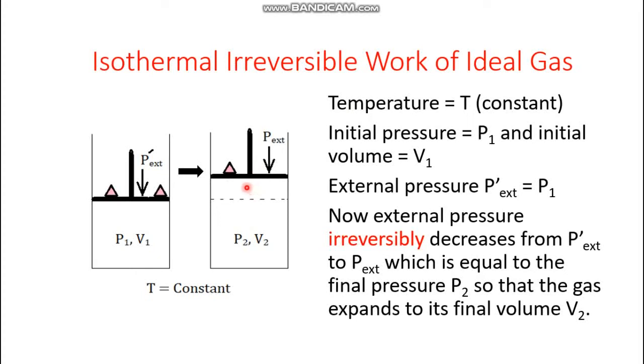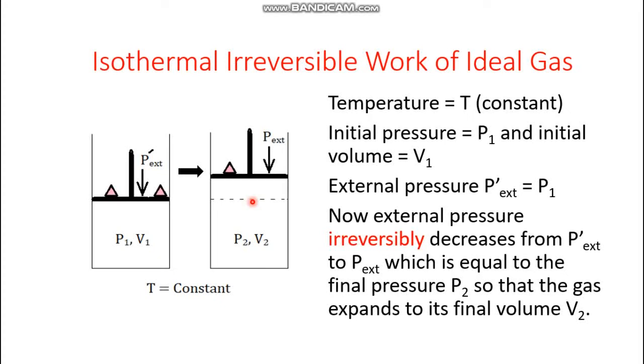Why is this irreversible expansion? Because this weight has been taken out at once, not in parts. Suppose you have just taken it out, so suddenly the piston would move upward. So this type of work done would actually be irreversible work done, because this process is fast and it takes place in one step, not in several steps.